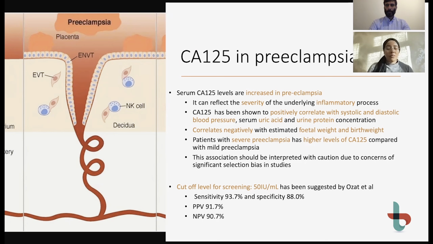Some of the cutoff levels that have been suggested for using CA125 in the context of preeclampsia is 50 units per milliliter, and a study by Ozat et al. has shown that this cutoff has a 93.7% sensitivity and 88% specificity, and a positive predictive value of 91% and a negative predictive value of 90.7%. So it appears to be a very good cutoff level for use in the context of preeclampsia. However, further studies need to be conducted using these cutoff levels to establish what we should be using in clinical practice.